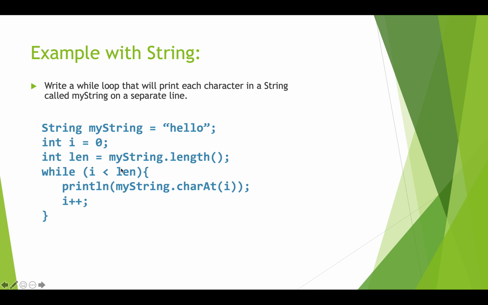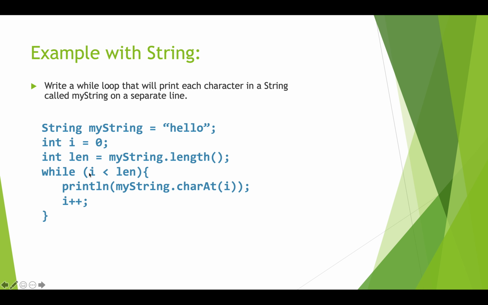While i is less than len. So 0 is less than 5. Print line, and here we're calling a function on our string variable, and we're calling the charAt function to get a letter in the string. i is 0, so we're calling charAt(0), so that's going to return h, and we're going to print out h. And then we're going to increment i, so i will be 1 because i was 0.